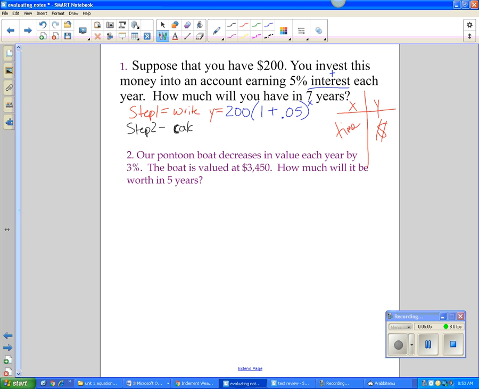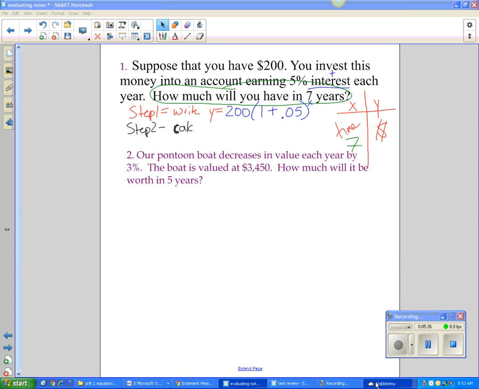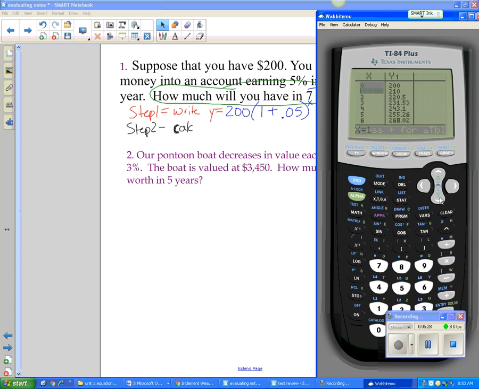Money. Okay, so the question says, how much will you have in 7 years? Is 7 years a time? So we're going to look for 7. Should 7 be on the x side or the y side? The x side, because it's time. So x, we're going to go down to 7. So in my calculator, I'm going to go down to 7.